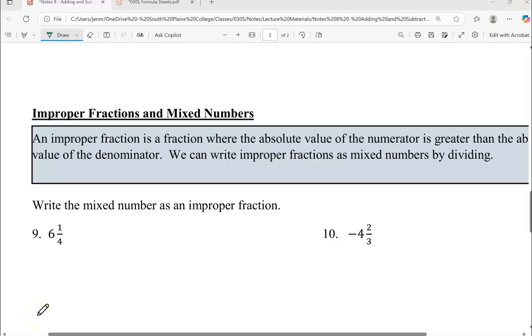Hey everybody, welcome back to our second video for Notes 8, where we are continuing the conversation of adding and subtracting fractions. Now, in our last video, we went through the adding and subtracting. Remember, we had to have a common denominator. Well, over the last two lessons, there's been a couple of times that I've mentioned improper fractions.